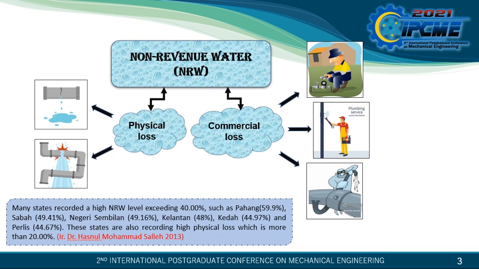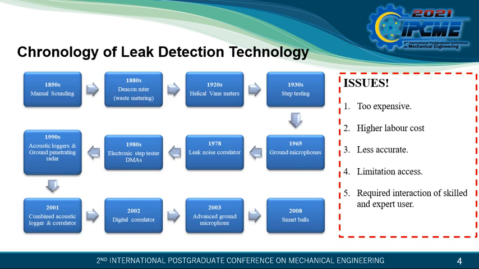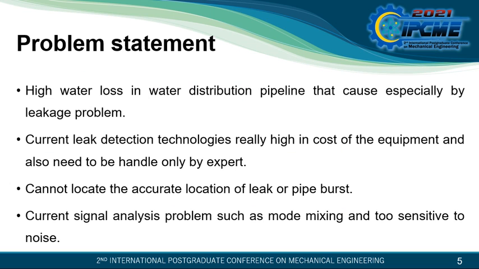The chronology of leak detection technology began in the 1850s by only using manual sounding. However, technologies in this field developed from time to time in order to overcome pipeline defects. The latest leak detection technology uses the smart ball, developed in 2008. This equipment is widely used by the water industry, but it is high in cost. The issues with all this technology development are mainly that it is too expensive, has high labor cost, is less accurate, has limited access, and requires interaction of skilled and expert users.